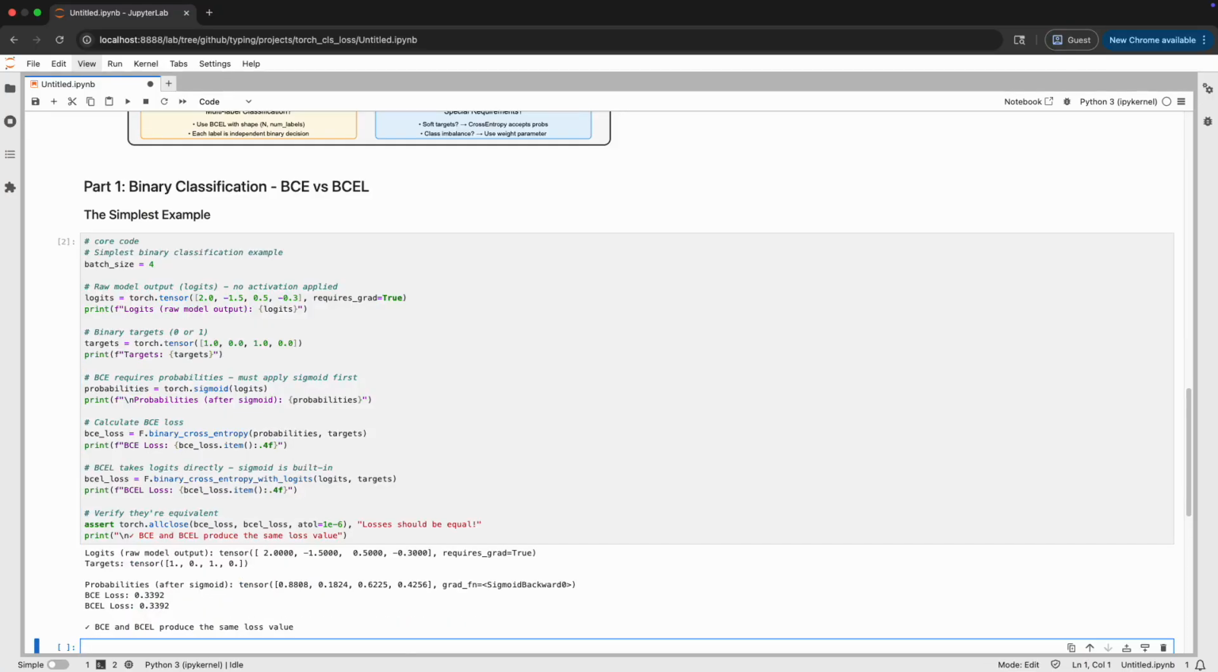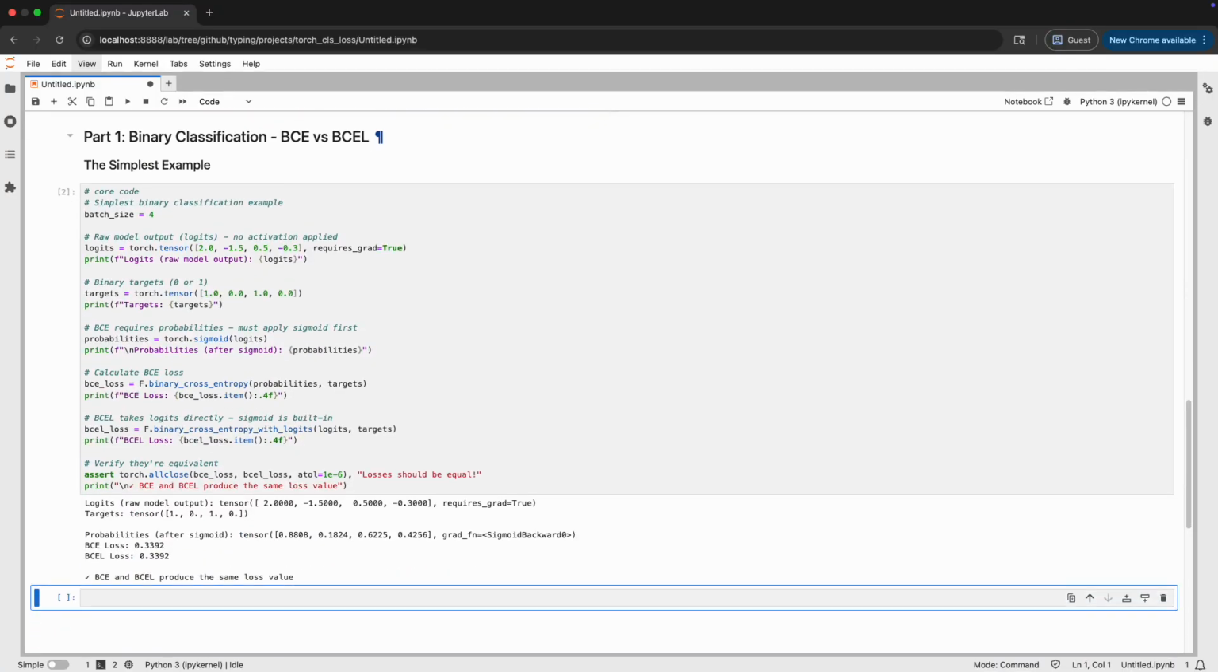Perfect. As you can see, the logits are our raw model outputs, and the targets are simple binary values. After applying sigmoid, our logits become probabilities ranging from about 0.18 to 0.88. Both BCE with sigmoid applied and BCEL give us exactly the same loss value of 0.3392, confirming they're mathematically equivalent. The checkmark shows that BCE and BCEL indeed produce the same loss value when used correctly.